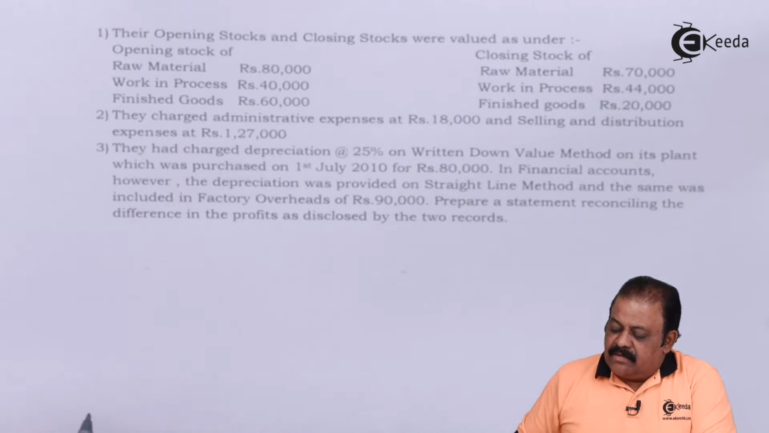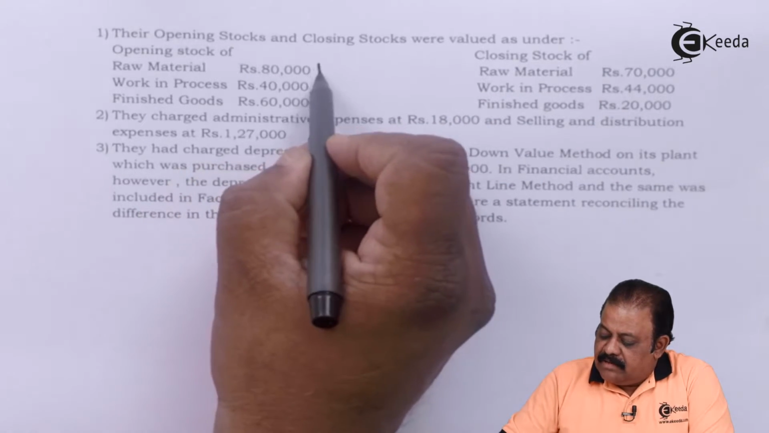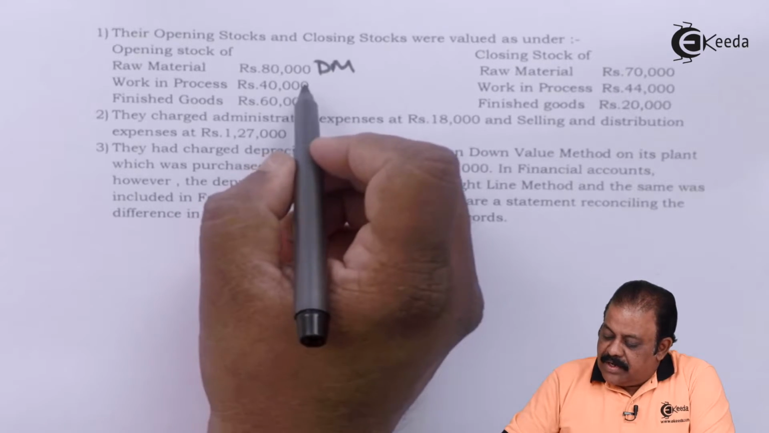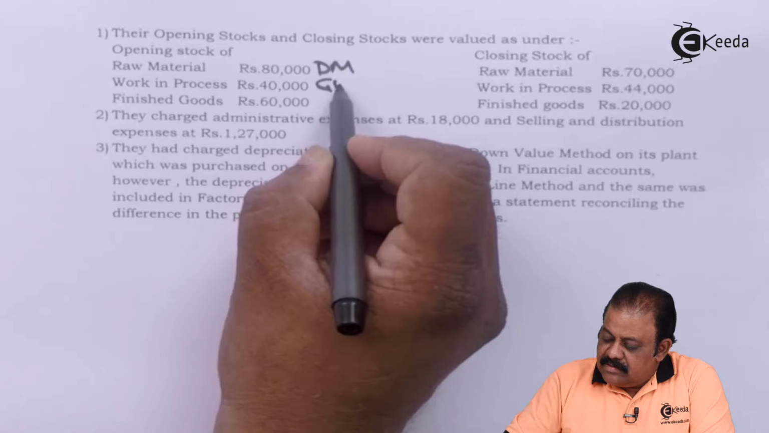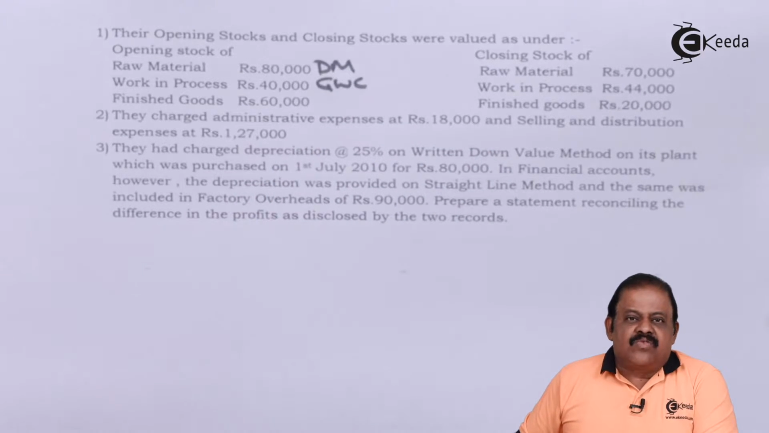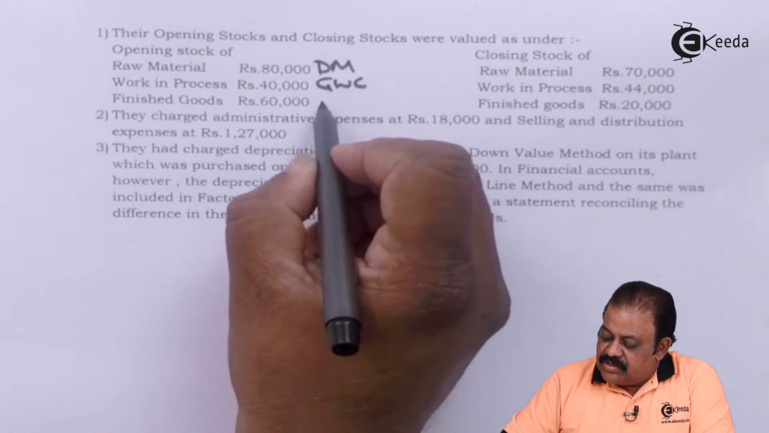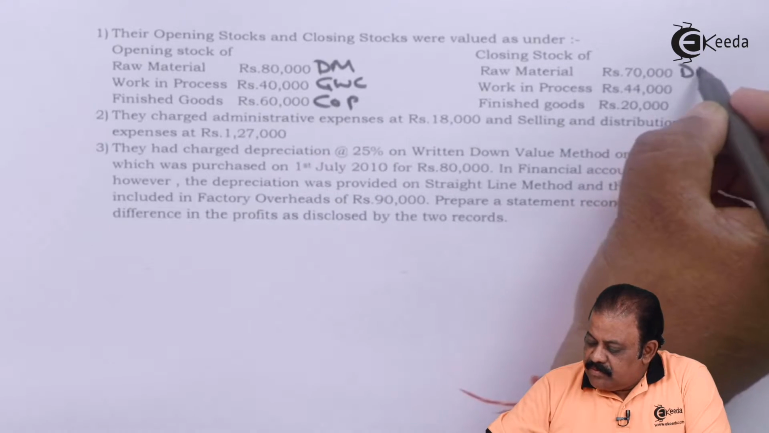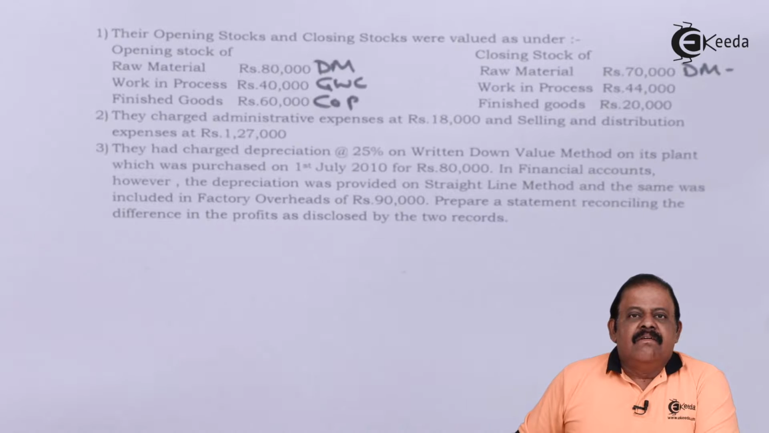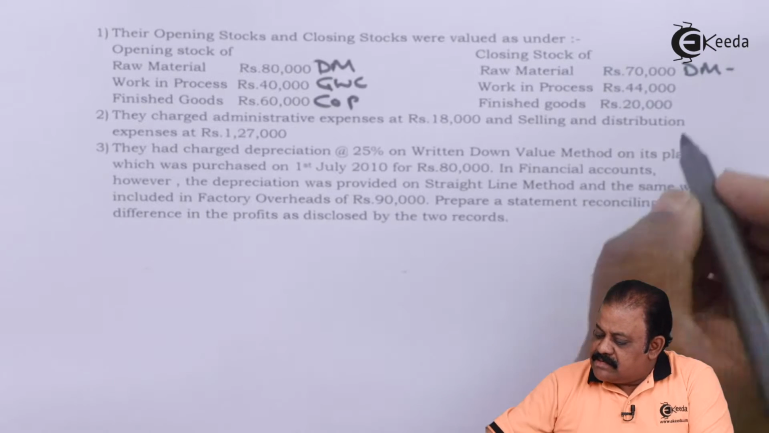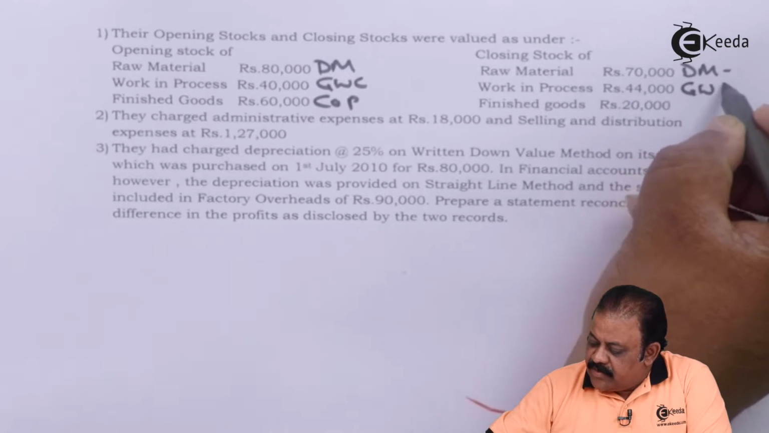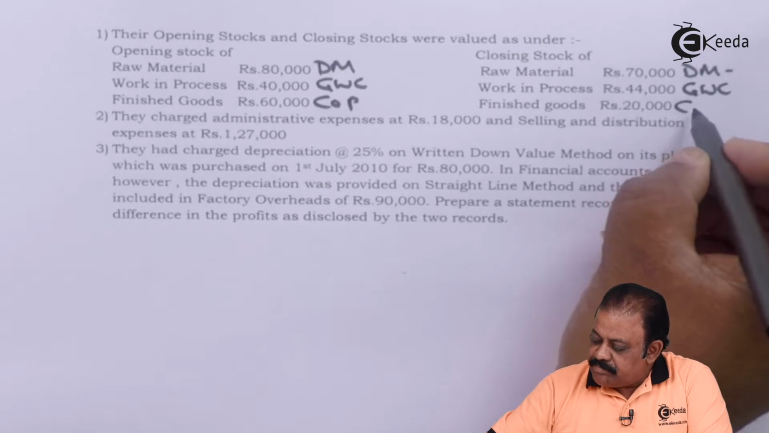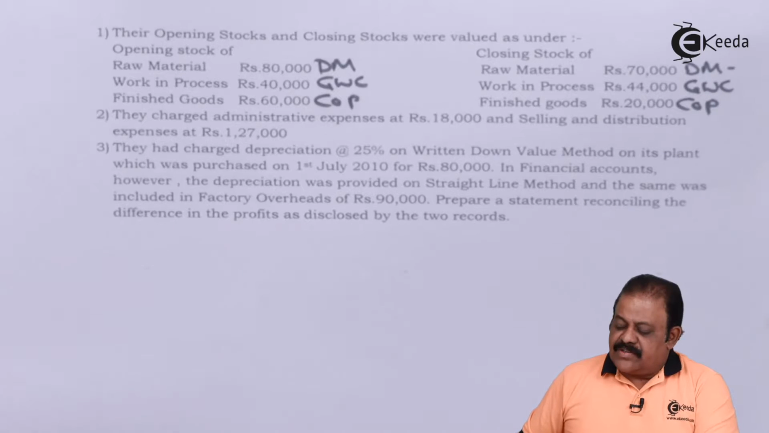were valued as under. Opening stock of raw material will be part of direct material 80,000. Work in progress, this will be added to gross works cost. Finished goods, cost of production. Closing stock of raw material, we have to deduct from direct material. Work in progress will be deducted from gross works cost. Finished goods, it will be deducted from cost of production.